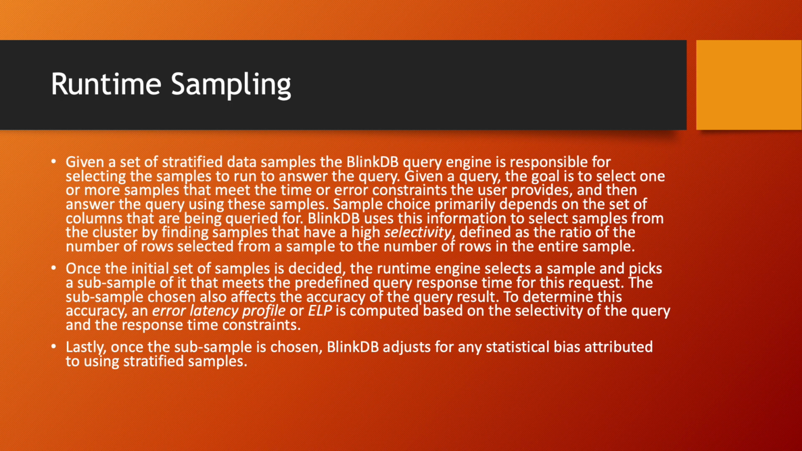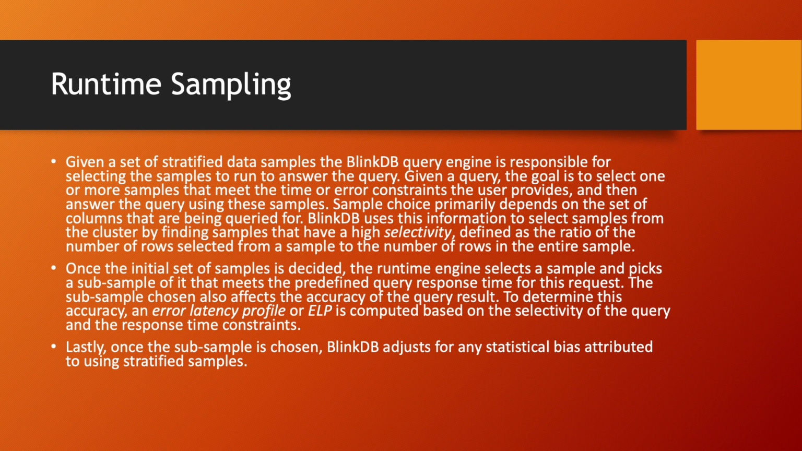Runtime sampling. Given a set of stratified data samples, the BlinkDB query engine is responsible for selecting the samples to run to answer the query. Given a query, the goal is to select one or more samples that meet the time or error constraints the user provides, and then answer the query using these samples. Sample choice primarily depends on the set of columns being queried. BlinkDB uses this information to select samples from the cluster by providing samples that have a high selectivity, defined as the ratio of the number of rows selected from a sample to the number of rows in the entire sample.